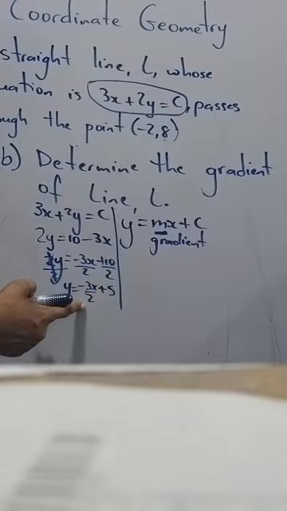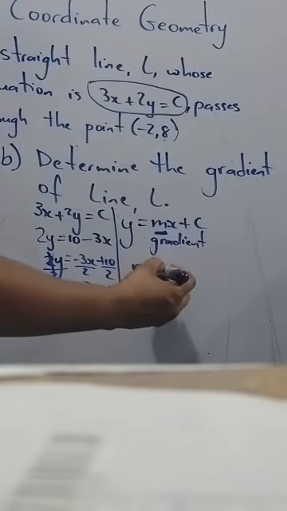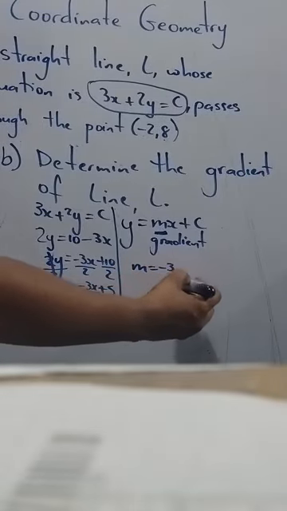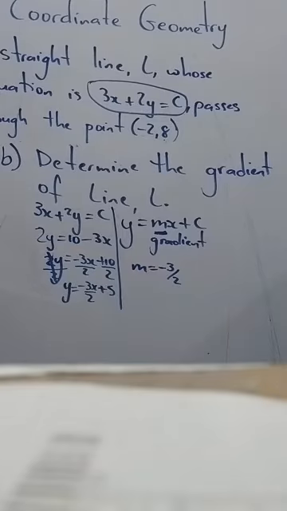That's the coefficient of x. So m in this case is negative 3/2. So my gradient can be a whole number, it can be a fraction, it can be positive, or it can be negative. In this case, the gradient is a fraction and it's negative.